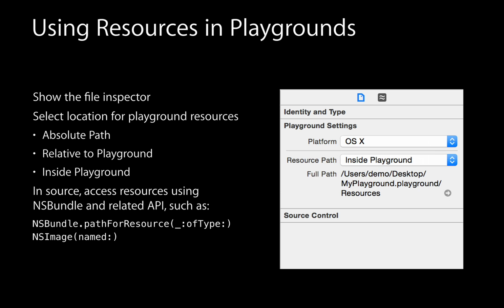Once you have made the selection, to access these resources in your playground source, you just use things like NSBundle pathForResource:ofType: and NSImage named. The resources just show up as the resources for the main bundle during playground execution.